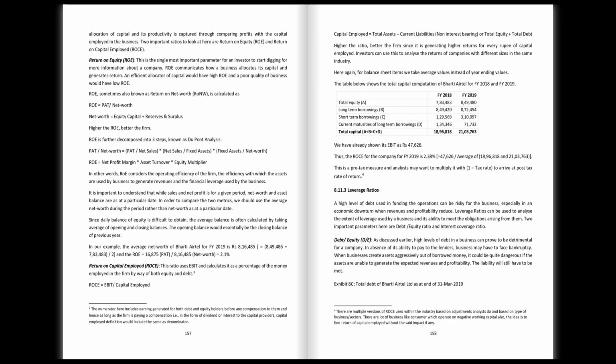It is important to understand that while sales and net profit are for a given period, net worth and asset balance are as at a particular date. In order to compare the two metrics, we should use the average net worth during the period rather than net worth as at a particular date. Since daily balance of equity is difficult to obtain, the average balance is often calculated by taking the average of opening and closing balances. The opening balance would essentially be the closing balance of the previous year.